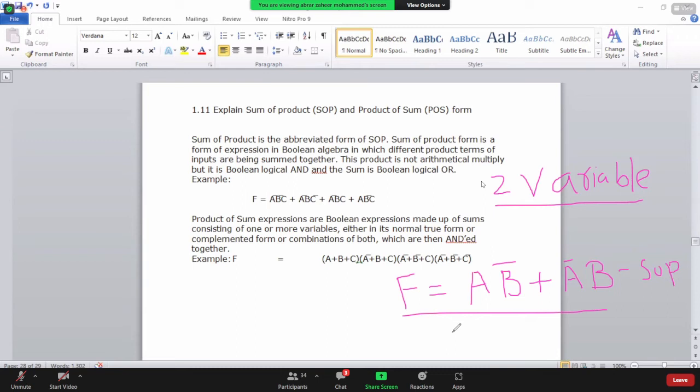And what is product of sum? For two variables, you can write F is equal to A bar plus B into A plus B bar. Okay. This is the example for the POS, product of sum. Yes or no? Any doubt in this?